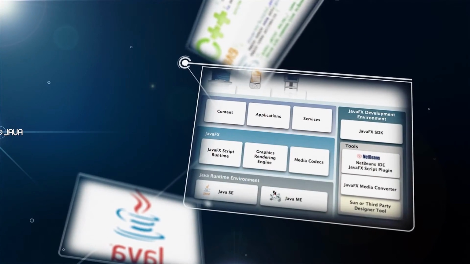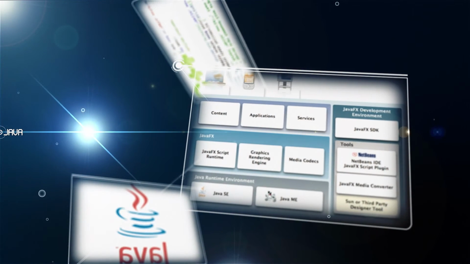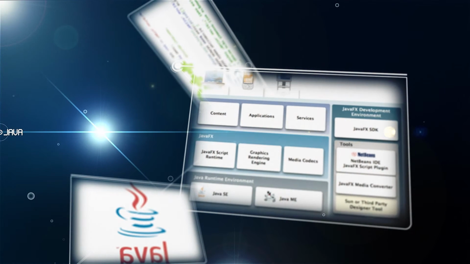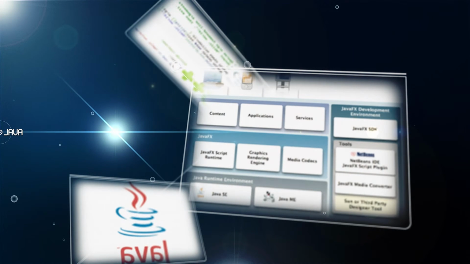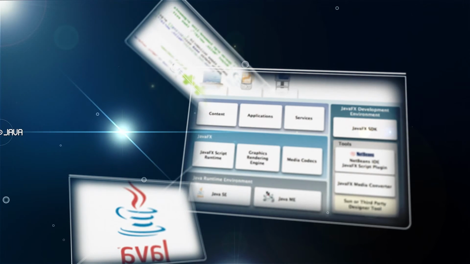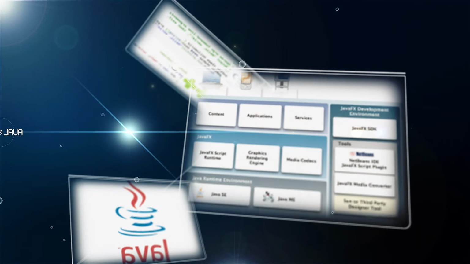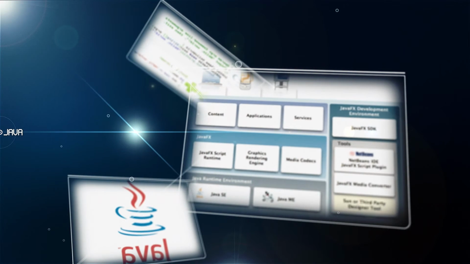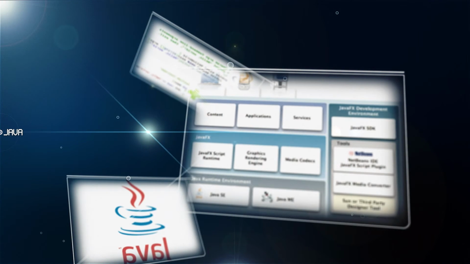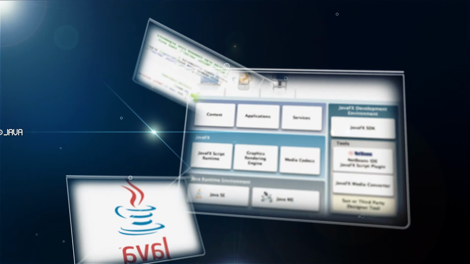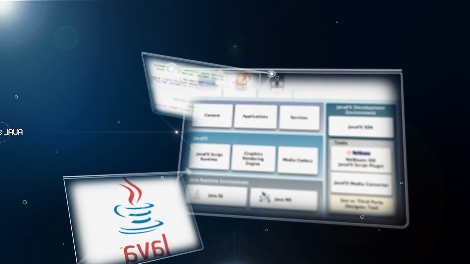Java is a general-purpose, concurrent, class-based, object-oriented language that is specifically designed to have as few implementation dependencies as possible. It is intended to let application developers write once, run anywhere, meaning that code that runs on one platform does not need to be recompiled to run on another. Java is currently one of the most popular programming languages in use.